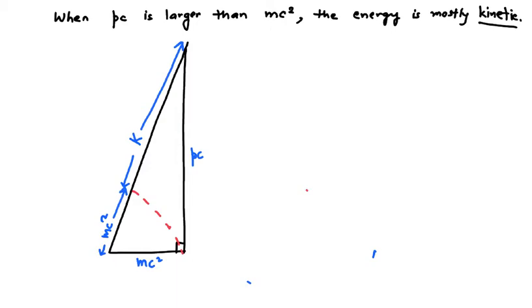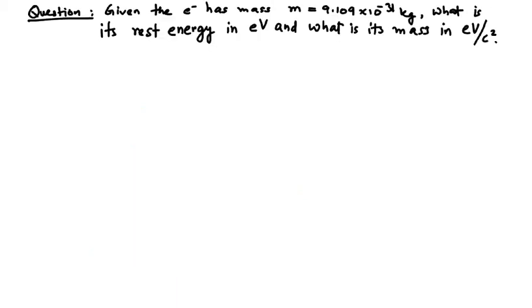Now let's look at a question. Given that an electron has mass m equals 9.109 times 10 to the power minus 31 kg, what is its rest energy in electron volts and what is its mass in electron volts per c squared? So we will look at two units that you have not seen before.